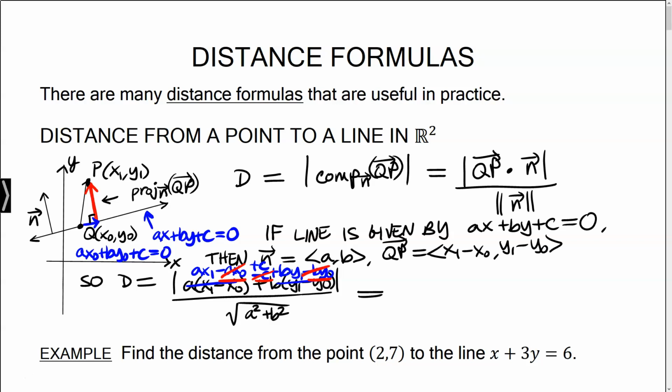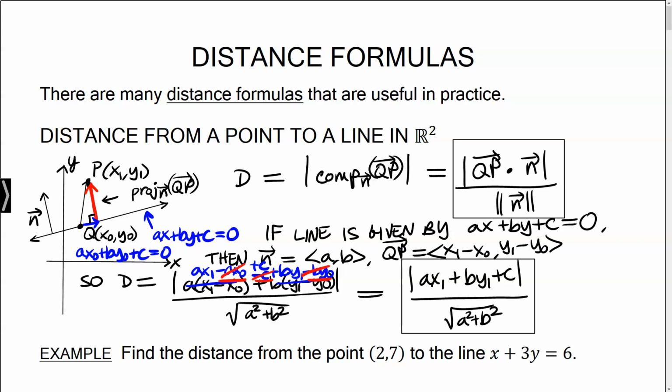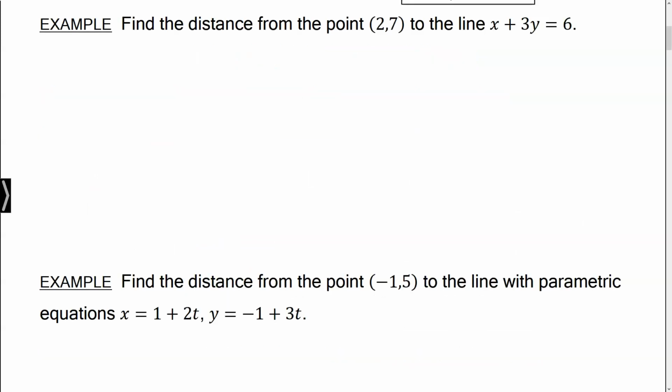So our formula then just becomes absolute value of ax1 plus by1 plus c, all divided by square root a squared plus b squared. Okay, so let's look at a couple quick examples. We're going to find the distance from the point 2, 7 to the line x plus 3y equals 6.